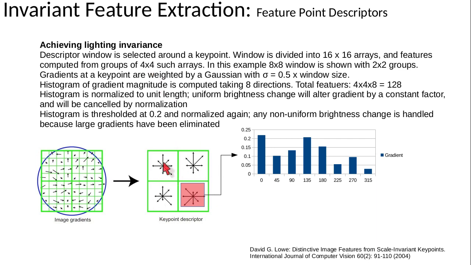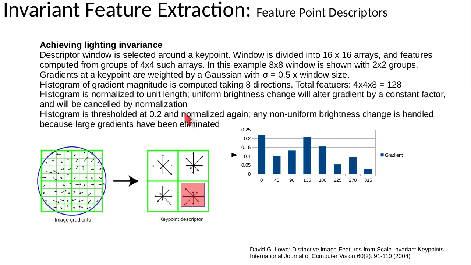Because you have 4 by 4 such divisions of a 16 by 16 area, the total number of features that you obtain would be 4 into 4. There are 16 such histograms that you compute, and for each histogram there are 8 angles. So the total number of features is 128.